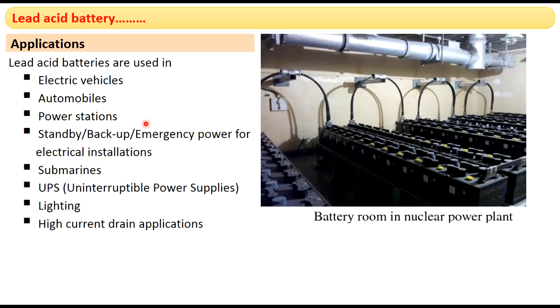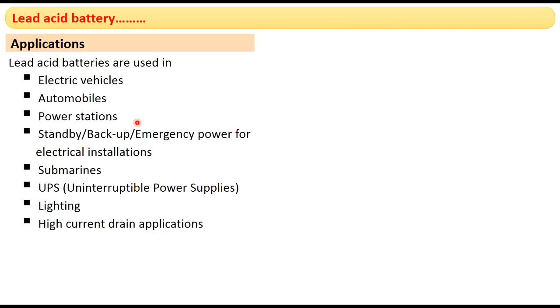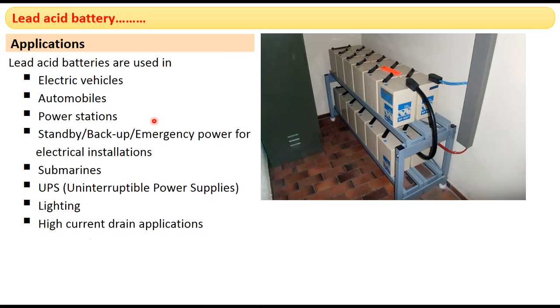This is one application. And another application is lead acid batteries are used in electrical installations for backup for emergency power. You can see this is a battery room containing a number of lead acid batteries. While we are working in a laboratory, if suddenly power goes off, we depend on emergency power that will be supplied by the batteries, lead acid batteries.